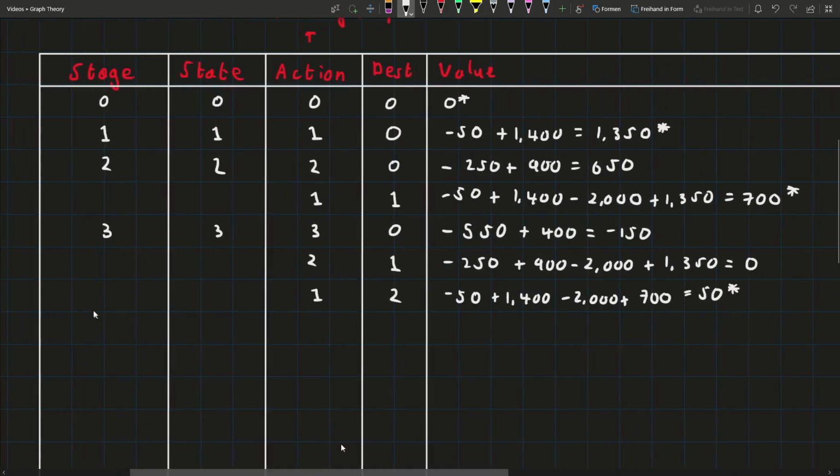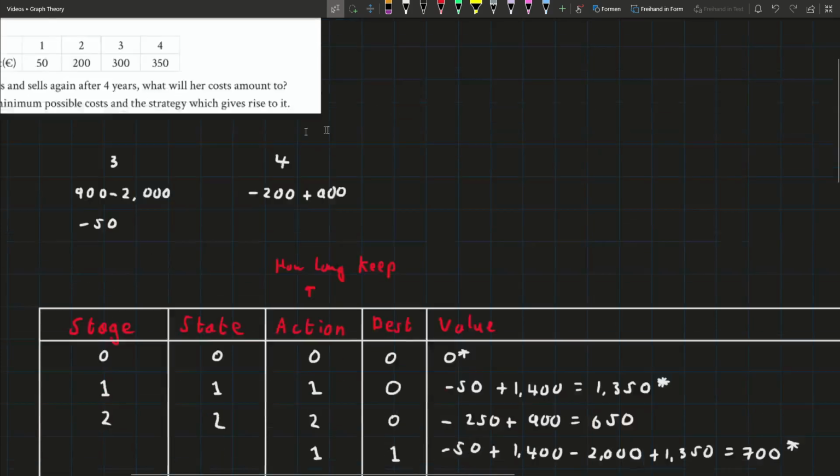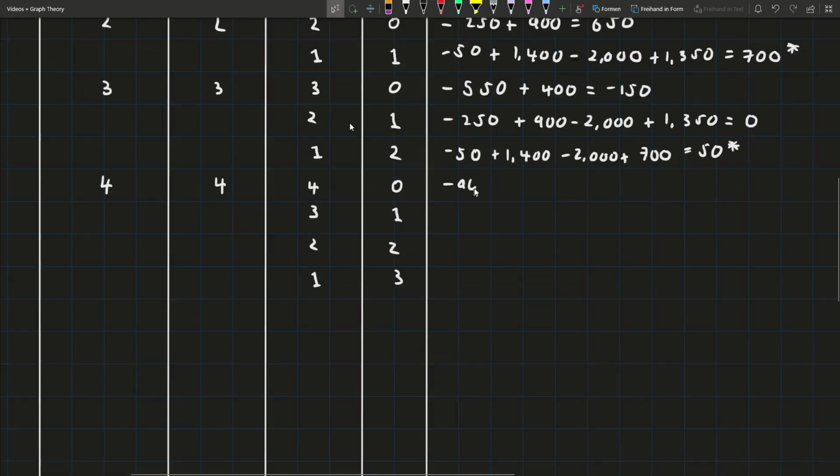And then finally, we have 4 years left, which is the start. 4 years left. 4, 3, 2, 1. That means if we're keeping it for 4 years, destination is 0, and then 1, 2, 3. So that's how many years are left after. If we keep it for 4 years, that's all these costs added up. So 50 plus 200 plus 300 plus 350 is 900. So we'll have minus 900, that's a cost. The value is 100, so we add 100 back on because we sell it. And then nothing else happens because now we're at the end. We're not selling, we're not buying a new one because we're done university.